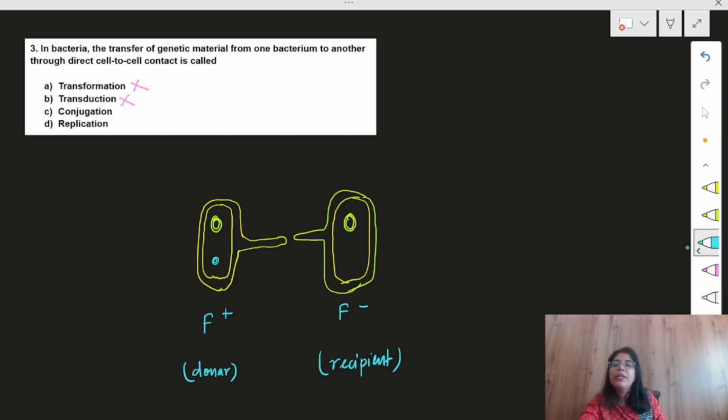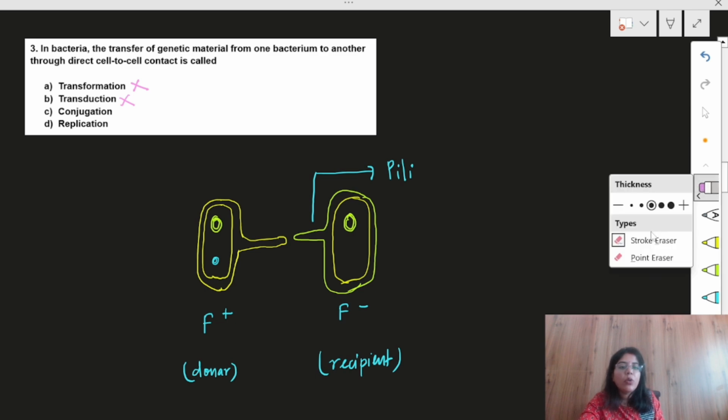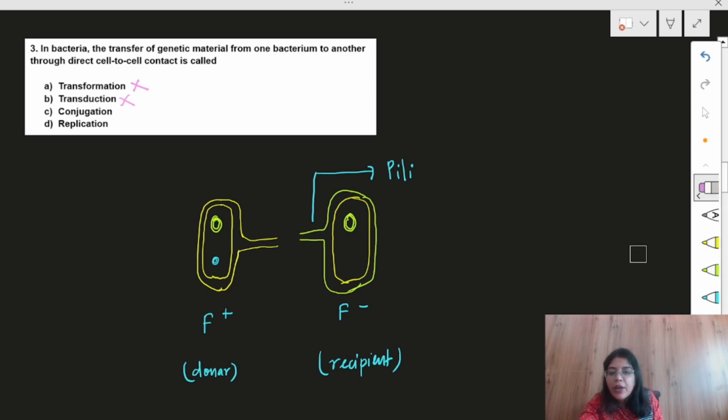Who will tell me the name of this structure? These are called pili. What will happen here? The pili are hollow tube-like extensions of the bacterial cell. These two bacterial cells will fuse together and make a tube called the conjugation tube. With the help of this conjugation tube, the DNA present here will be copied and delivered to this bacterial cell after getting copied, not the same DNA, right?